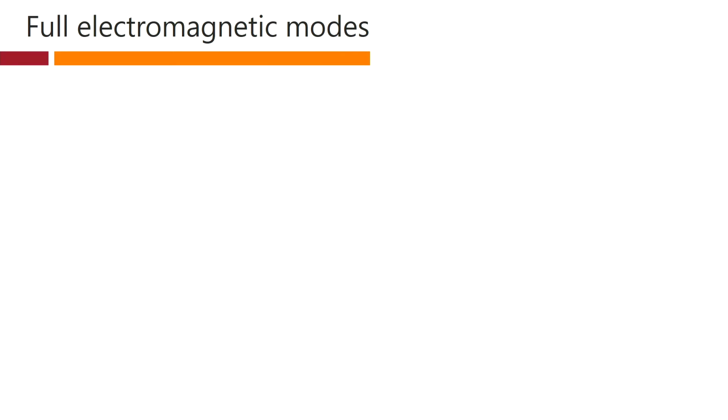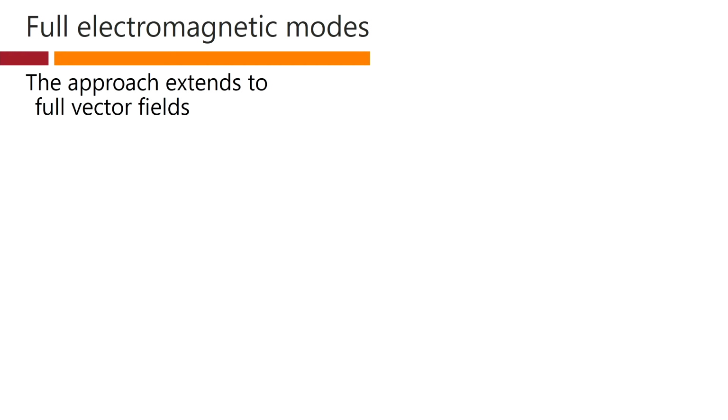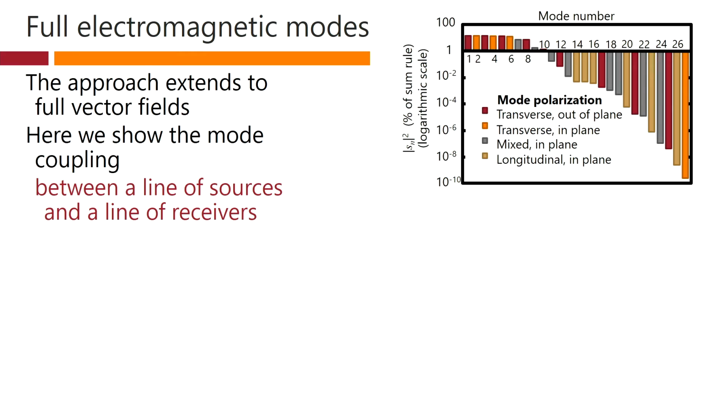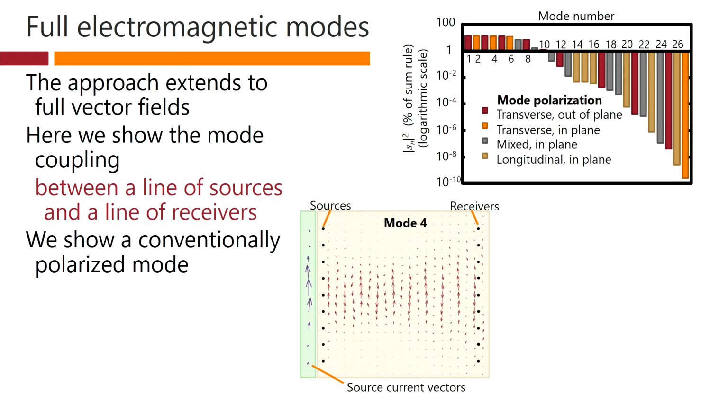Now, so far I've shown you only examples for simple scalar fields, but it turns out that this approach extends to full vector fields. So for example, here I'm showing the mode coupling between a line of sources and a line of receivers. We have a conventionally polarized mode as an example here, which is number 4. But this particular approach works out all the modes for all the polarizations.